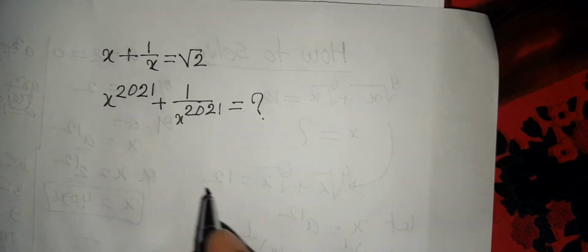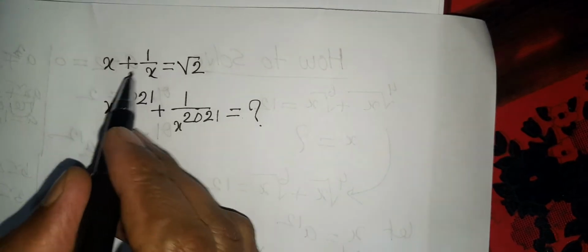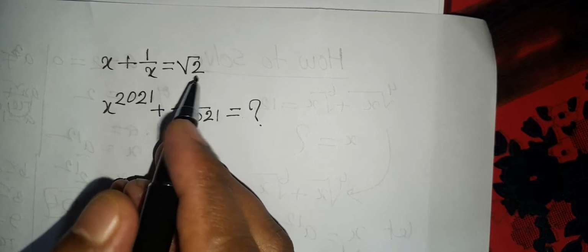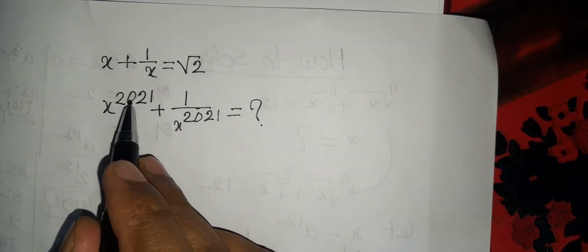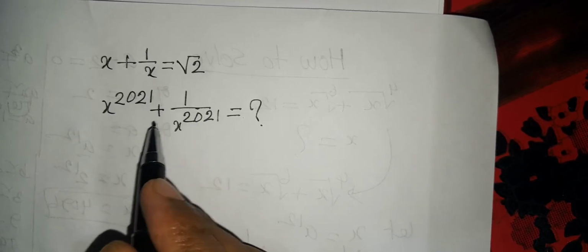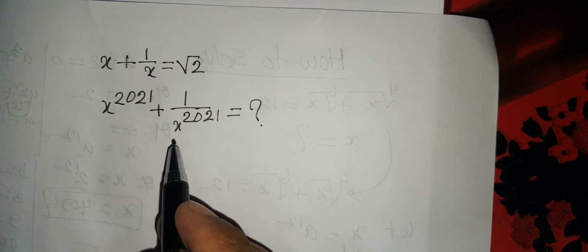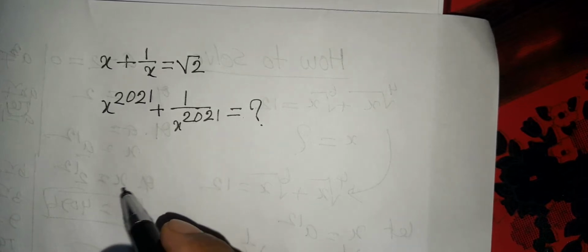We solve an interesting math question from the Bangladesh Math Olympiad. Here it is given that x plus 1 by x equals root 2, and we have to find the value of x to the power 2021 plus 1 by x to the power 2021. So we start to solve this problem.